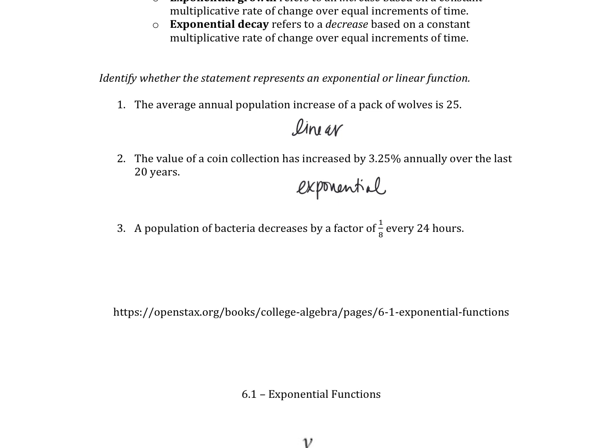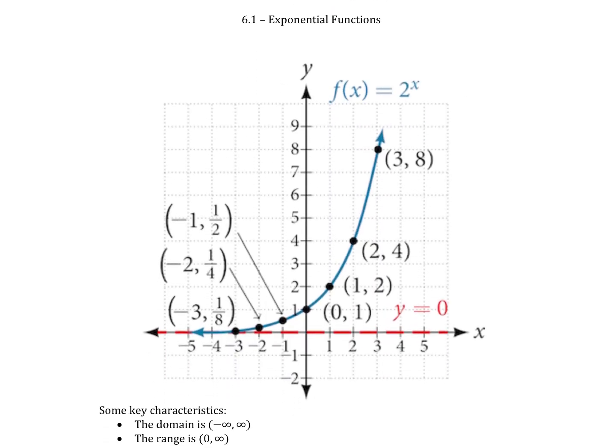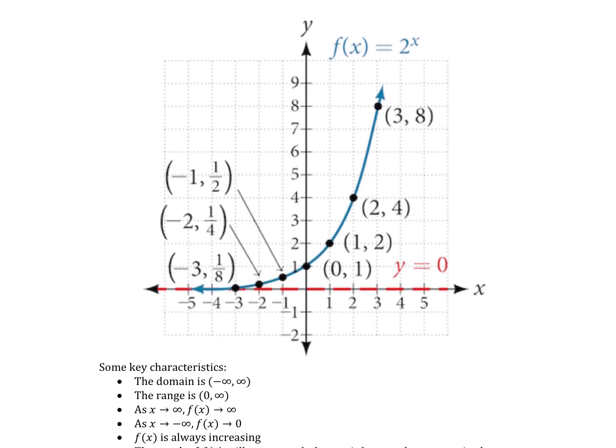Number 3, a population of bacteria decreases by a factor of 1/8 every 24 hours. So this is decreasing, but it's not by a set amount each time. It's by 1/8. So it's not like you're subtracting 2 bacteria. You're subtracting 1/8 of the population of the bacteria. So that would be exponential. Really, the key words here are "a factor of." That's an exponential. Okay, so you should be able to identify them like we did in the first 3, given a statement.